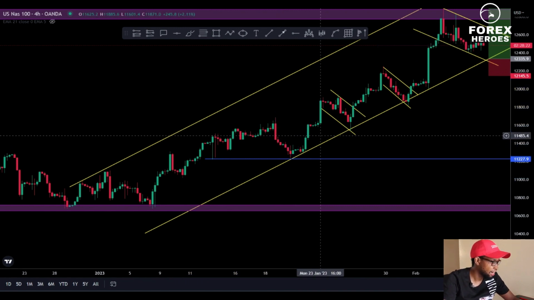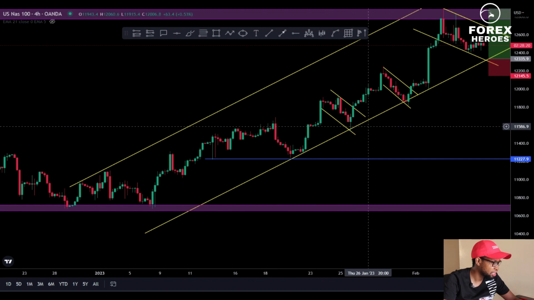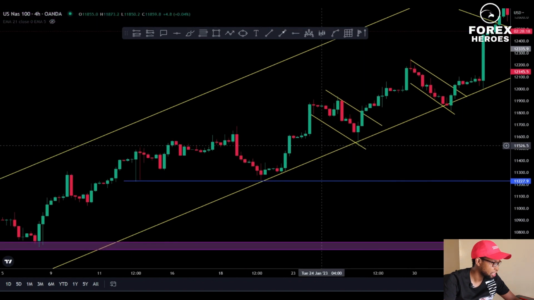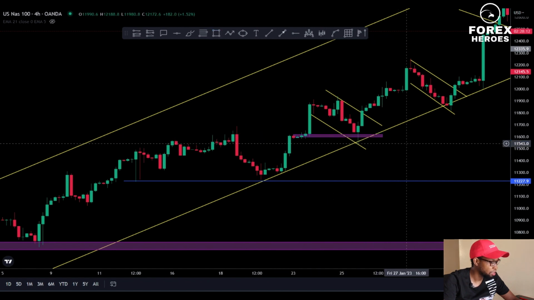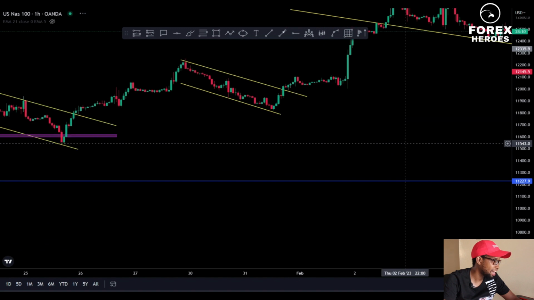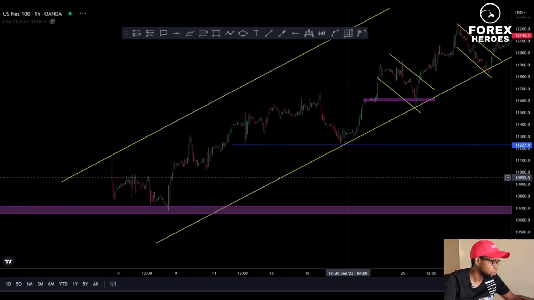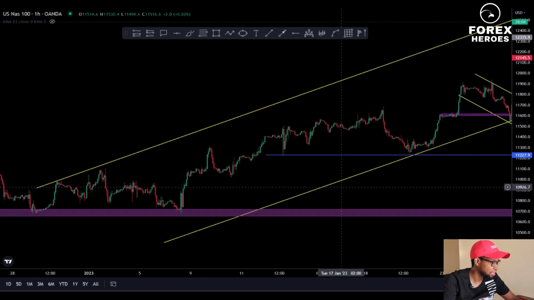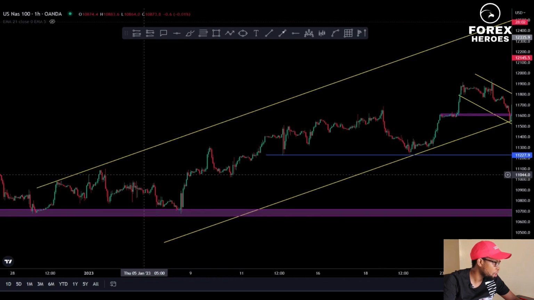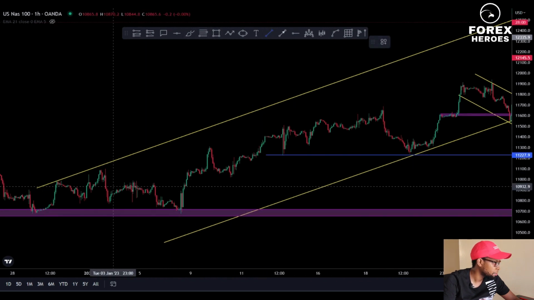And another thing I want to show you, do you see why we had a rejection here? It's because of this pattern. You can say more like an order block. So let me go to 1 hour. Remember, we scale down from higher time frame, then you go to 1 hour as well. You can take your trades on 1 hour or 15 minutes.